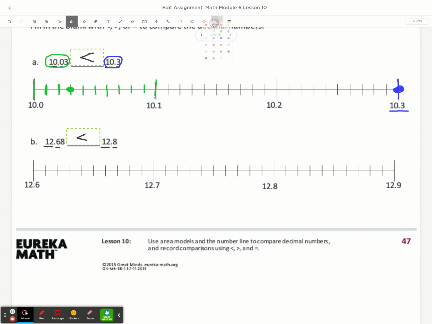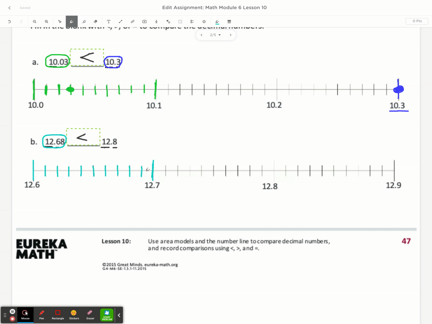And again, I'm going to color code these and show them on the number line. So let's look at 12.68 first. If I look right here, I see that this first line is 12.6, and this line right here is 12.7. So that means that this must be 12.61, 12.62, 12.63, 12.64, 12.65, 12.66, 12.67, 12.68, 12.69, and that brings us to 12.7.